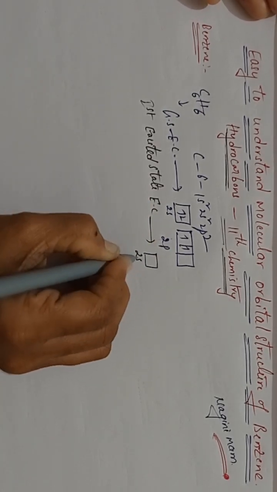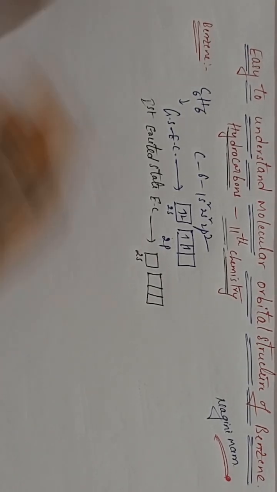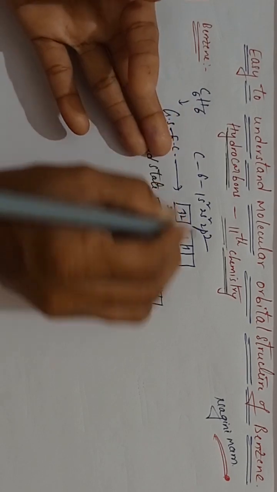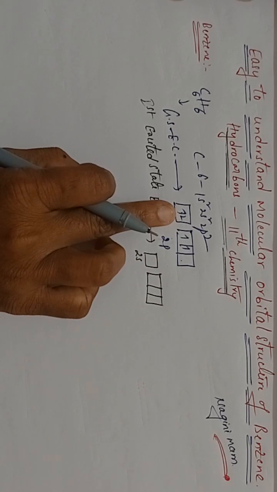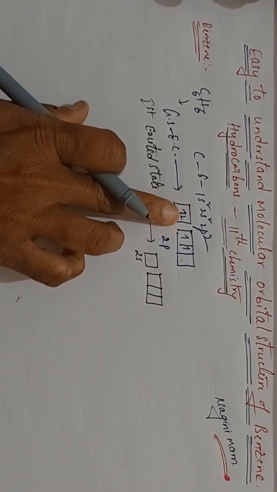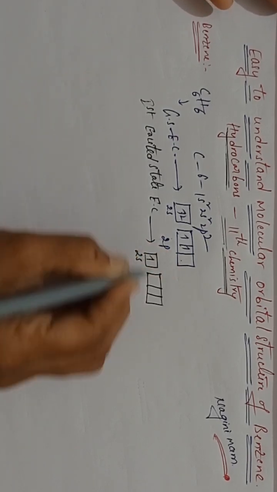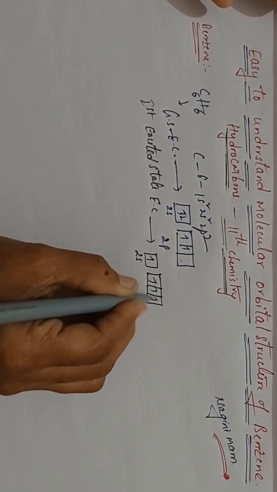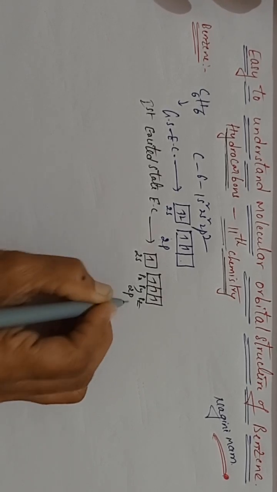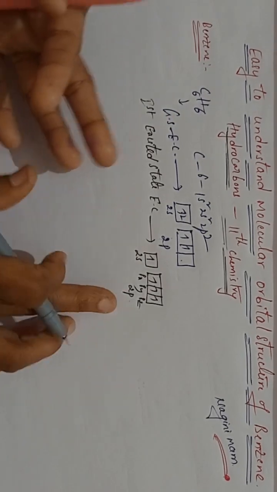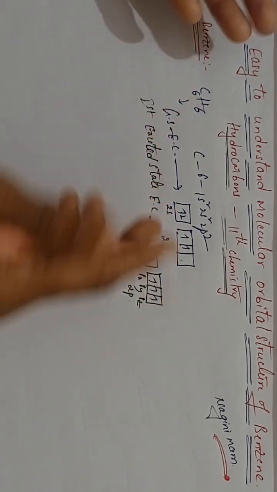2s, 2p. In 2s, 2 electrons, 1 electron is jumping to the vacant 2p orbital. That's a promotion of an electron. From the 2s orbital, 1 electron is excited to the vacant p orbital. So in 2s, 1 electron, in 2p, 3 electrons. Clear? This is px, py, pz, the complete 2p subshell.